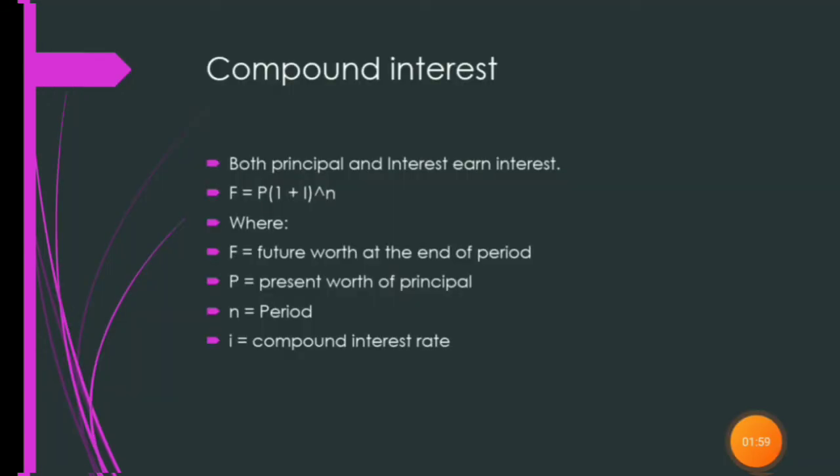So, next. Compound interest. Both principal and interest earn interest. So, yan na yung formula natin sa second. Where F, future worth at the end of period. P, present worth of principal. N is number of period, number of years or days, months. Then, small letter i is compound interest rate.